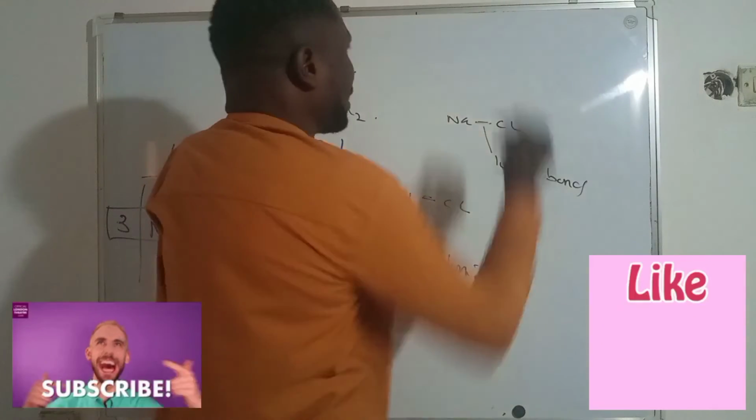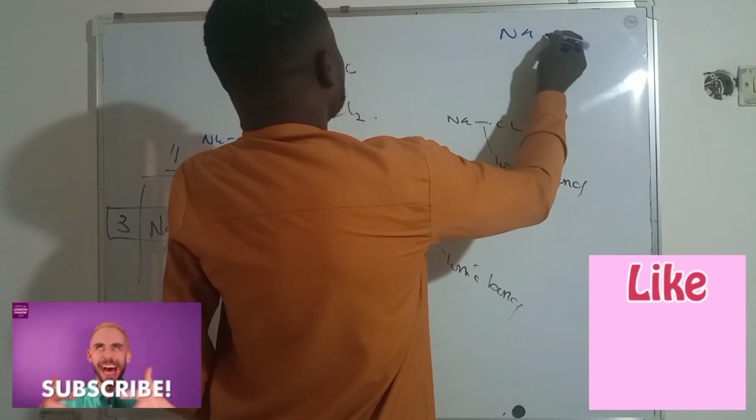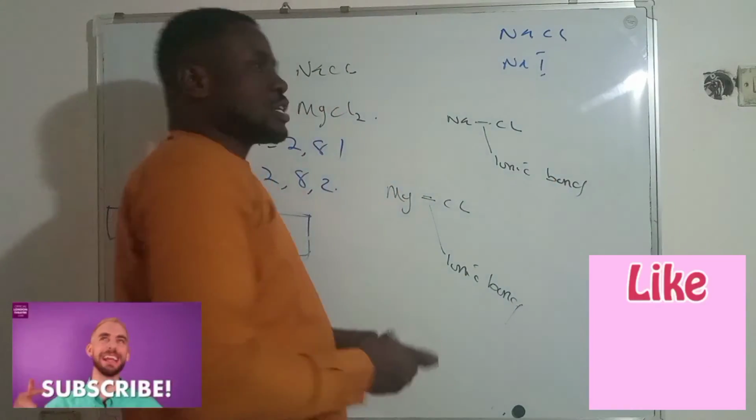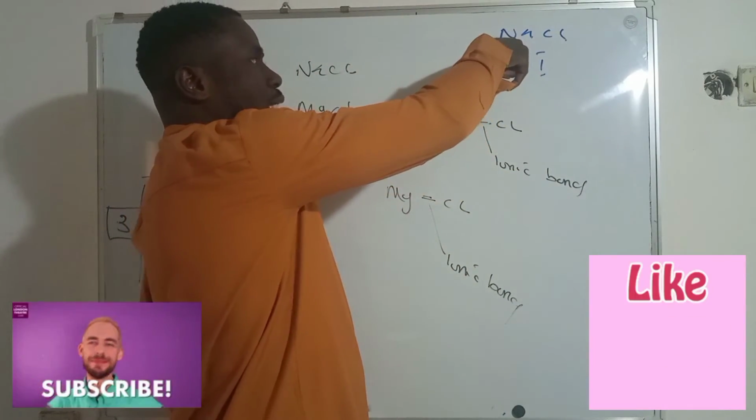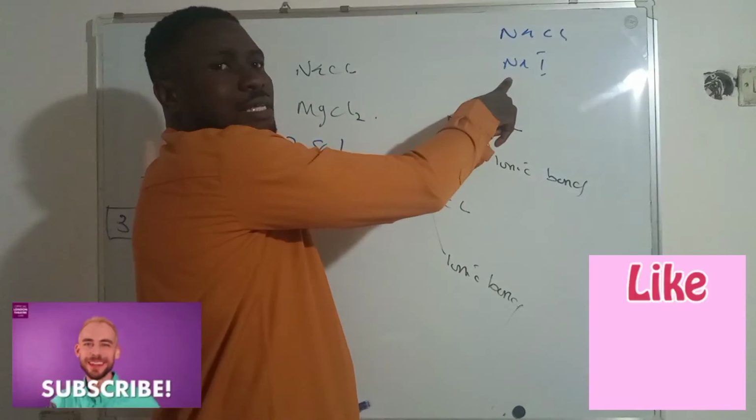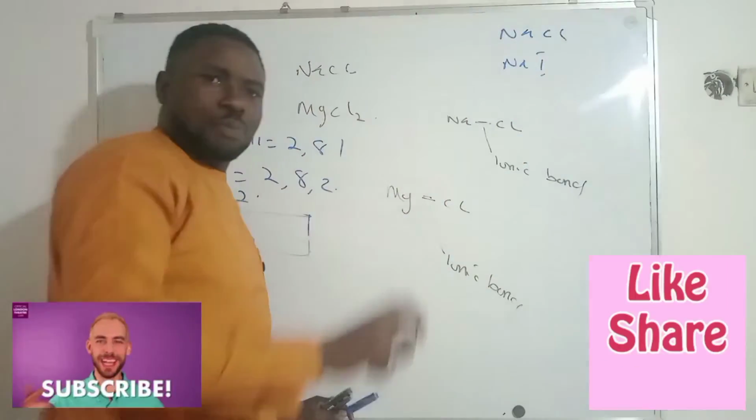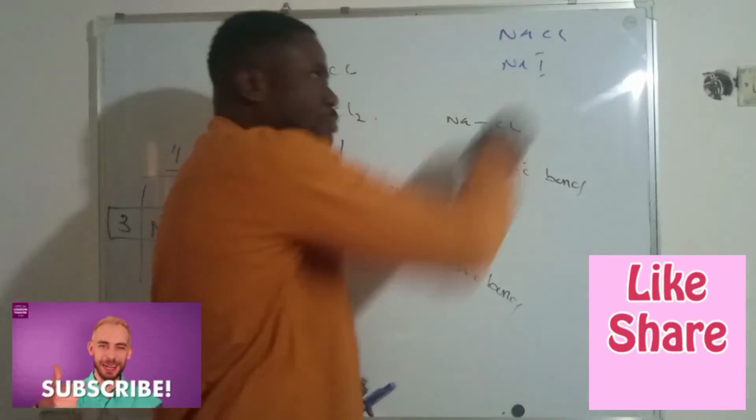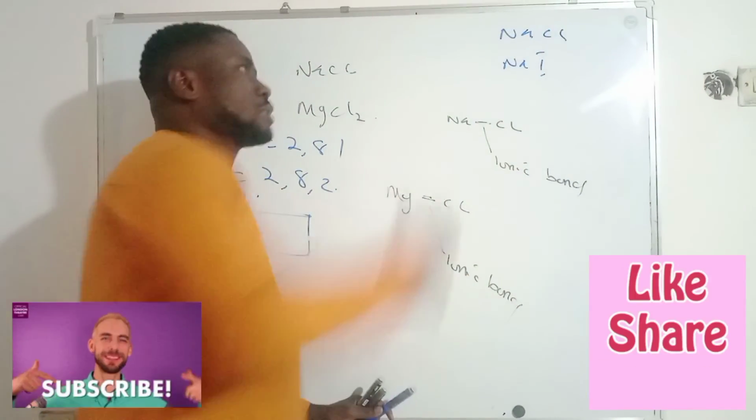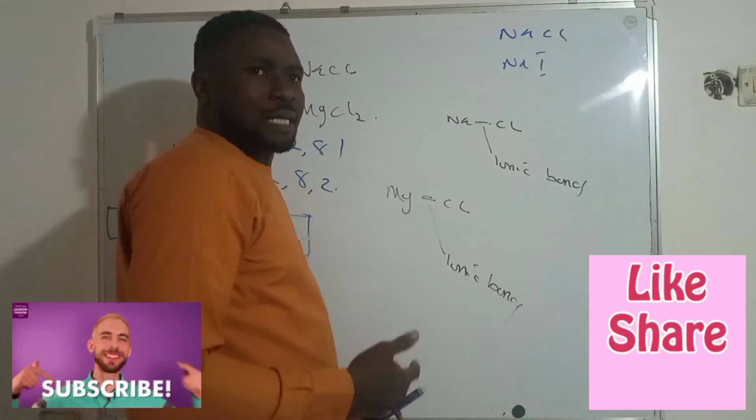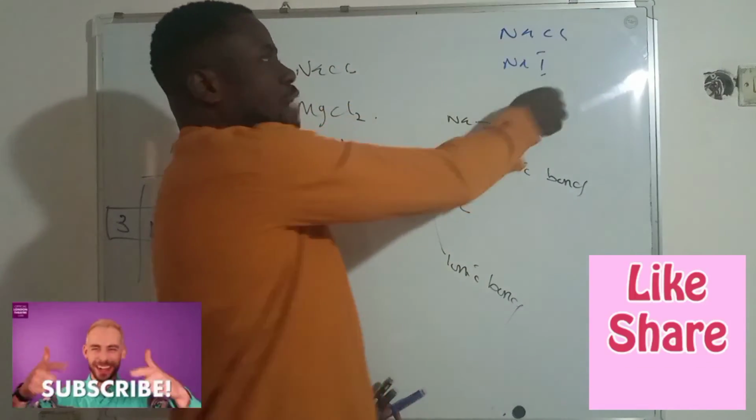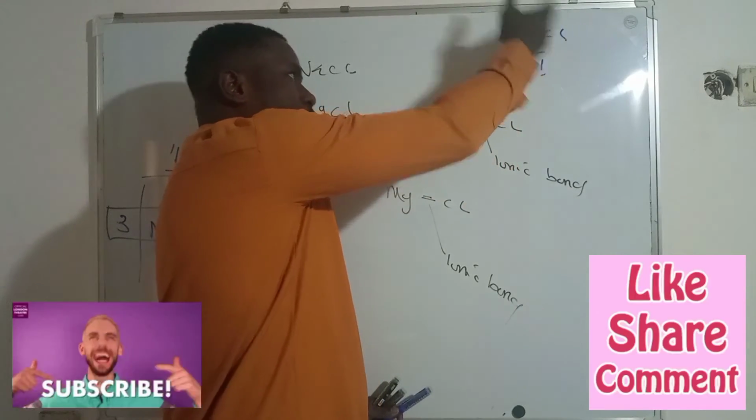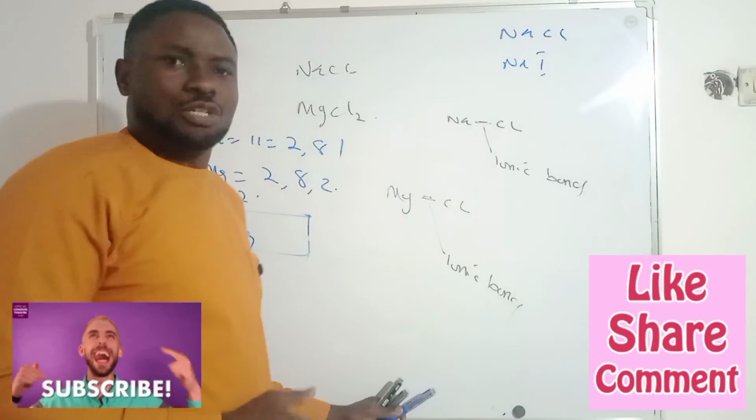How about if we have a compound like sodium chloride and sodium iodide? In this case, the metal here is sodium, the metal here is sodium. You can now see that electropositivity is constant because the same element is present in both compounds. But what is different here is the non-metal. Here we have chlorine, here we have iodine. Now you begin to ask yourself, between iodine and chlorine, which of them will be more electronegative?